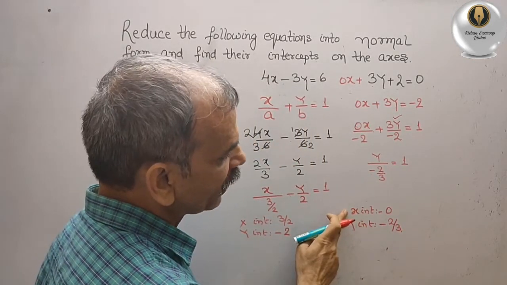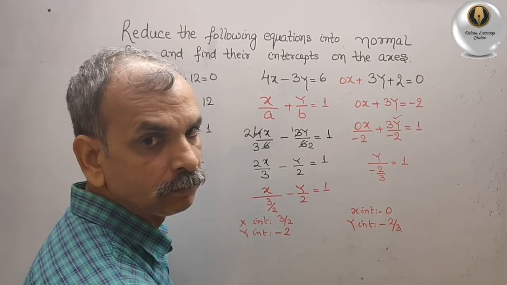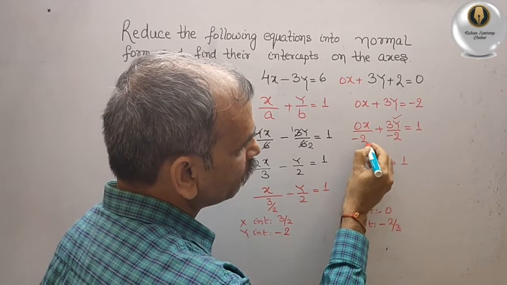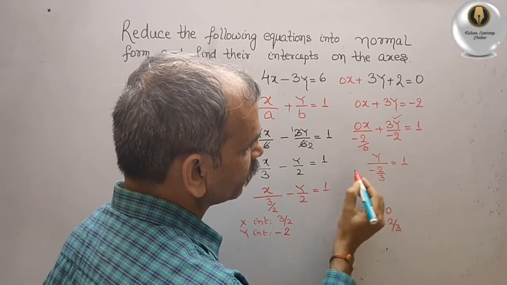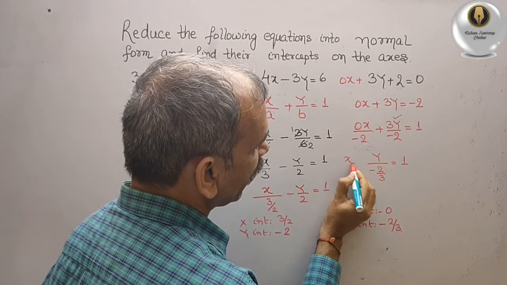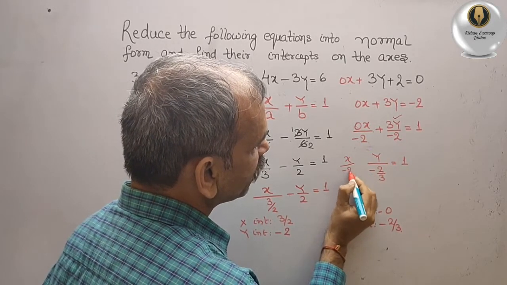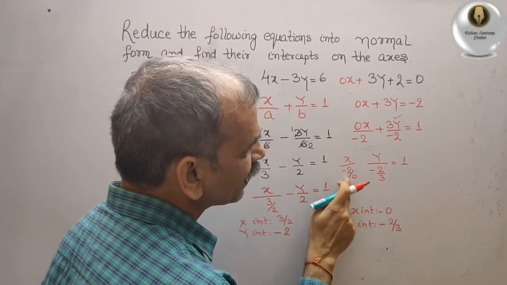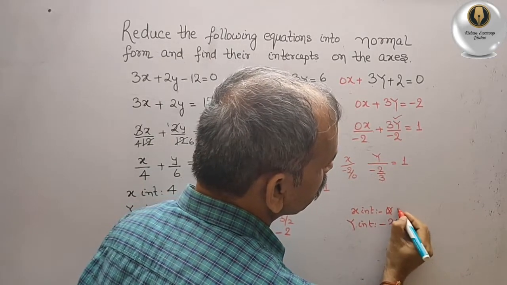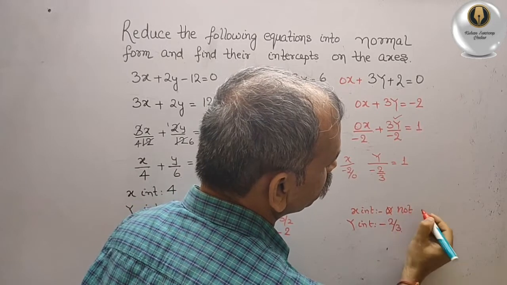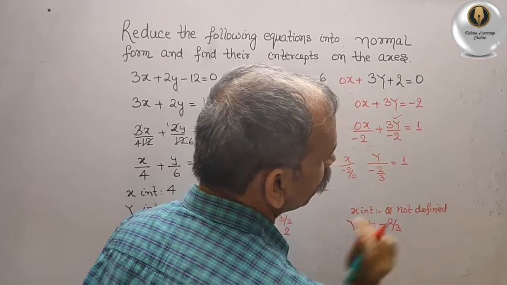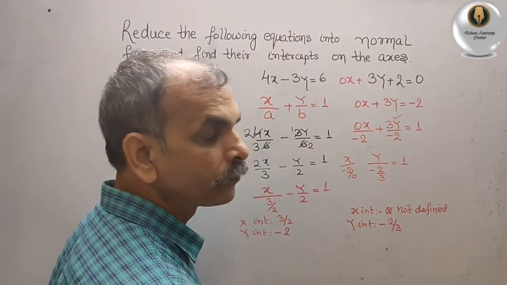And here we have written x intercept is 0. But if you bring these two down, it will come as 0. That means it will come like this: x by -2/0. That means it cannot be defined. So we can say not 0, it's not defined. Okay.